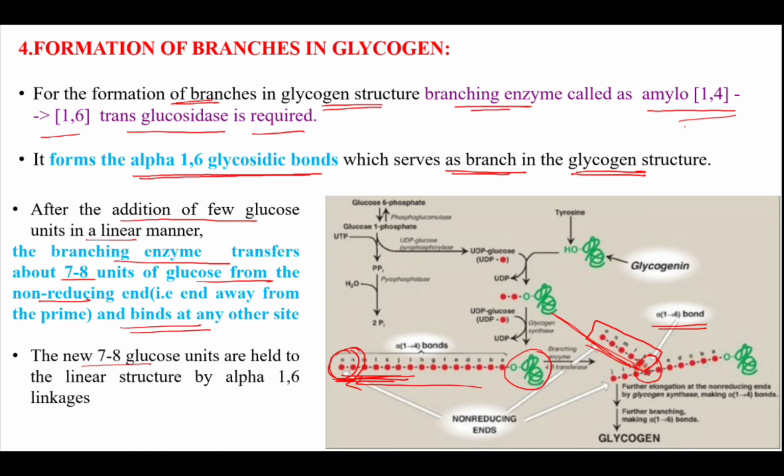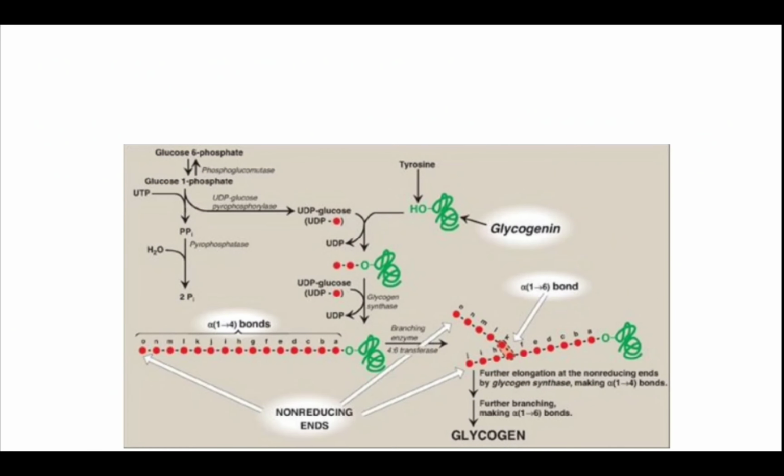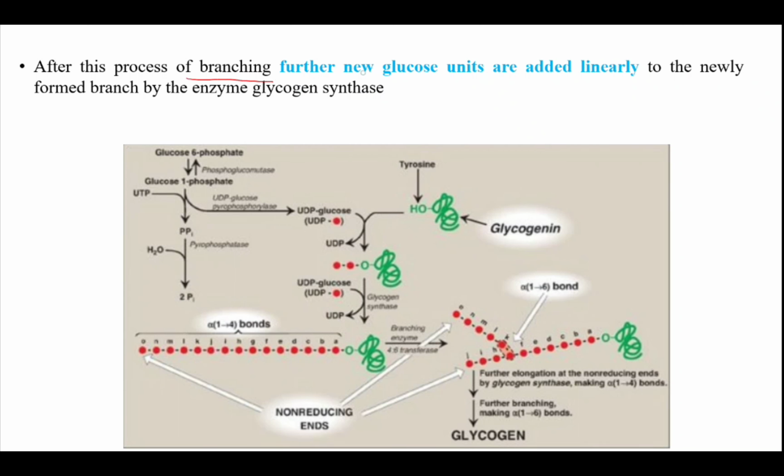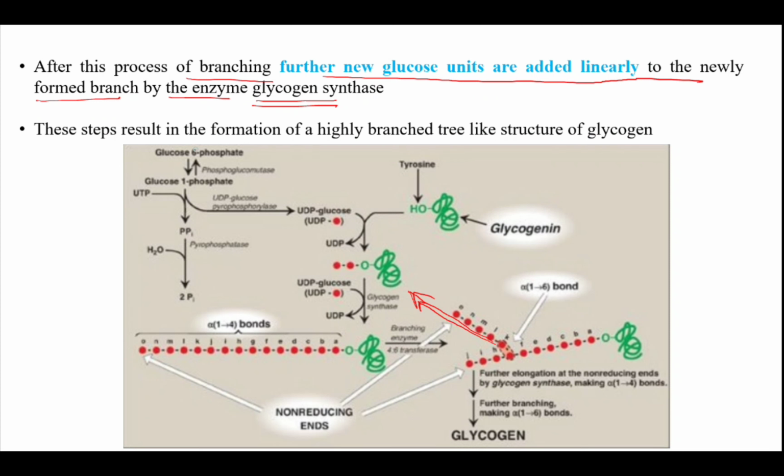Now the new 7 to 8 glucose units are held to the linear structure by alpha 1,6 linkage, and each glucose unit within the linear structure is held together by alpha 1,4 bond. After this process of branching, further new glucose units are added linearly to the newly formed branch by the enzyme glycogen synthase. Glycogen synthase keeps on adding glucose units to this newly formed branch in a linear manner. These steps result in the formation of a highly branched tree-like structure of glycogen.